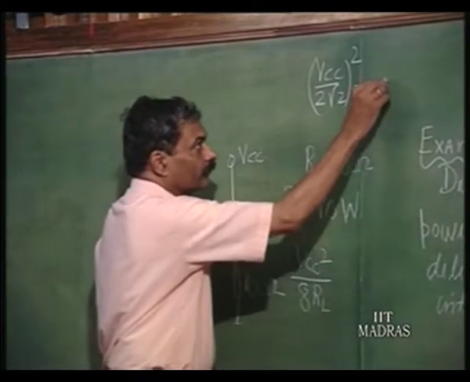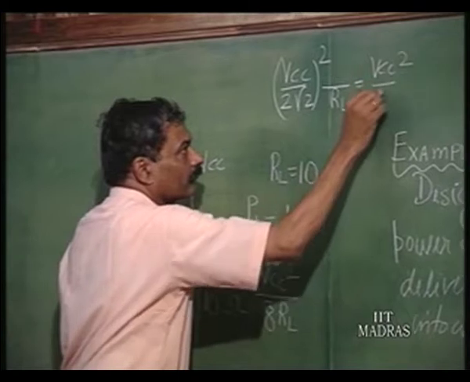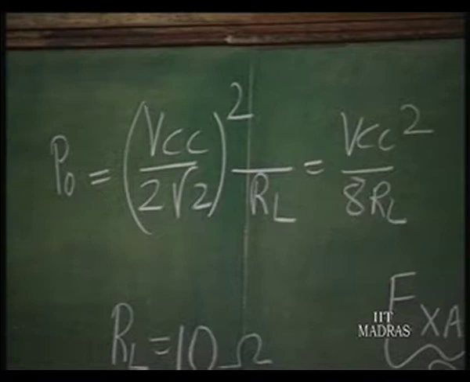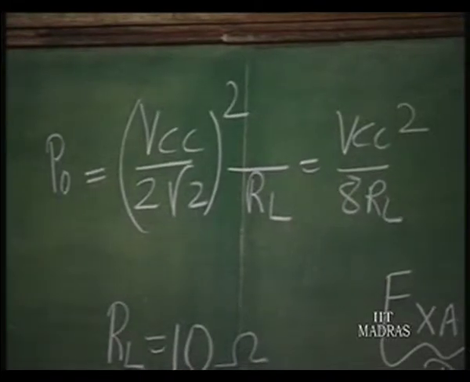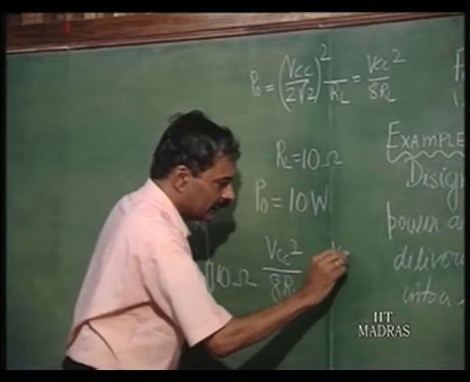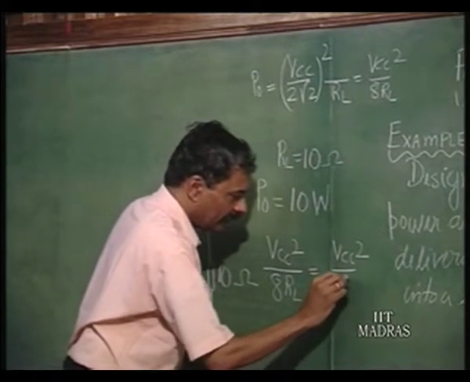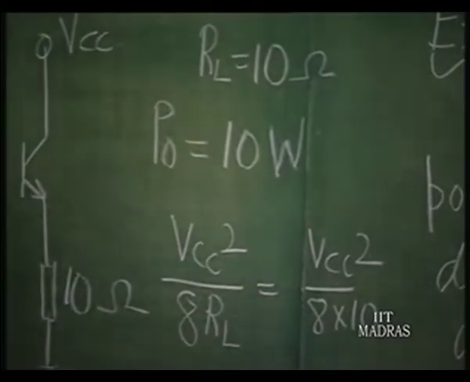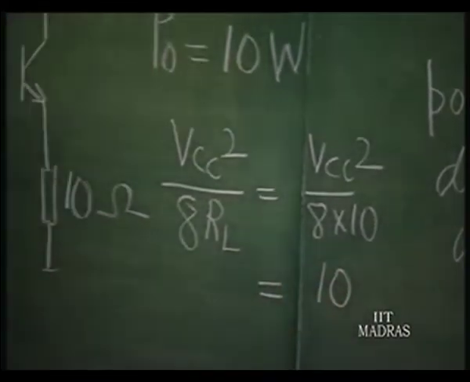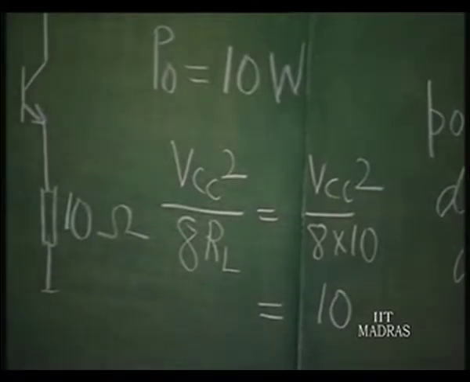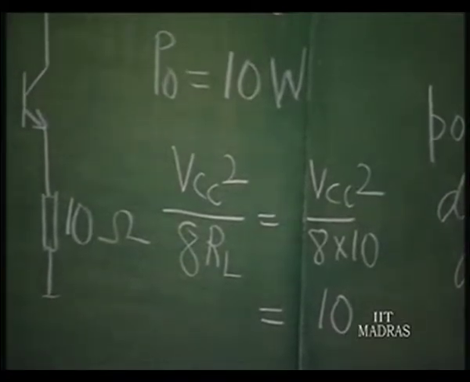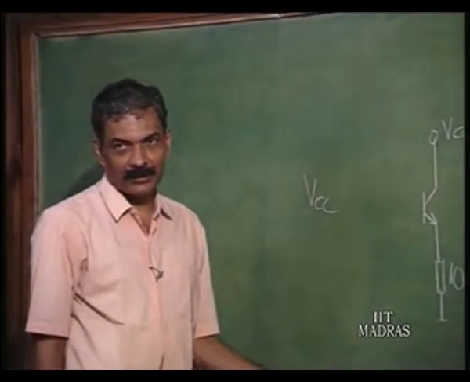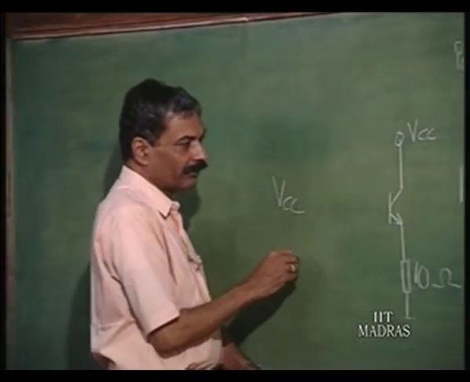So, if you use a load of 10 ohms, therefore, VCC squared divided by 8 into 10 is going to be equal to 10 watts. So, the minimum value of VCC you should use. You can use higher value if you want, but then you are honestly wasting power. So, the VCC minimum can be obtained from this.